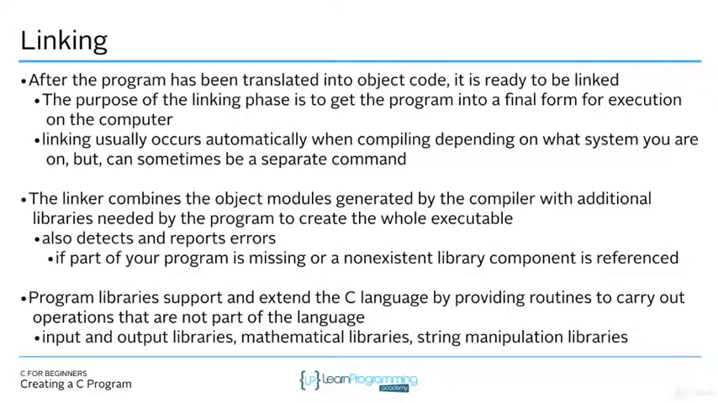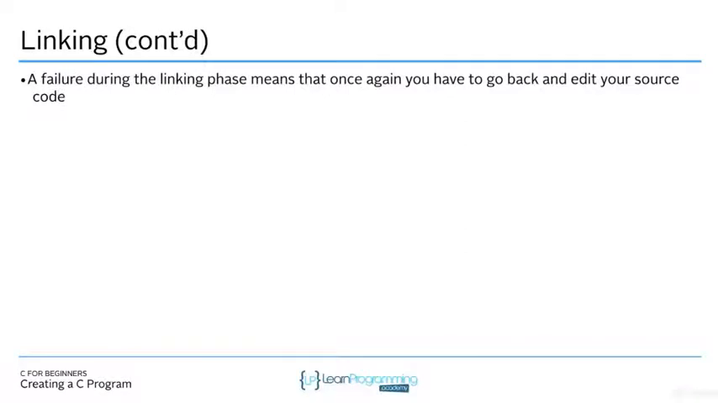This happens as part of the linking phase. So a failure during the linking phase means that once again, you have to go back and edit your source code to make sure that you can find that object file. A lot of the failures usually mean that you just need to include a file or something like that. This will become second nature as well.